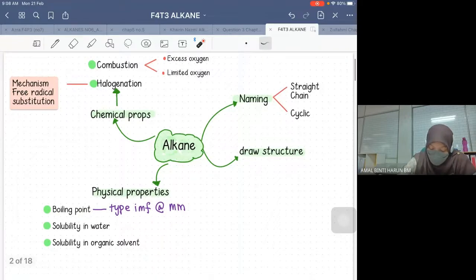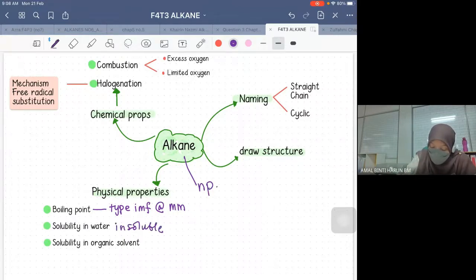And then we have another physical property which is solubility in water. So alkane is non-polar compound. It is non-polar. So it is insoluble in water. So insoluble in water means unable to form hydrogen bond with water.